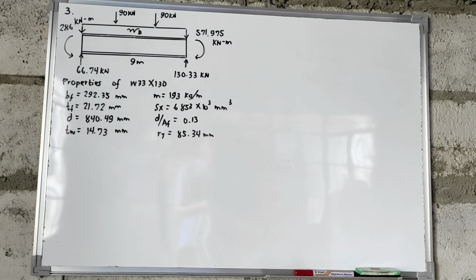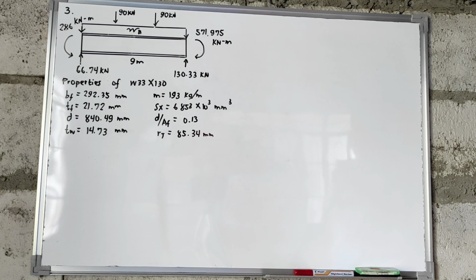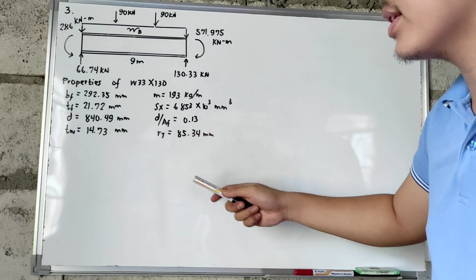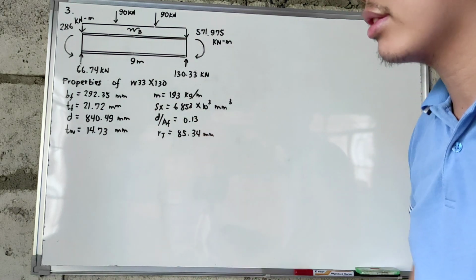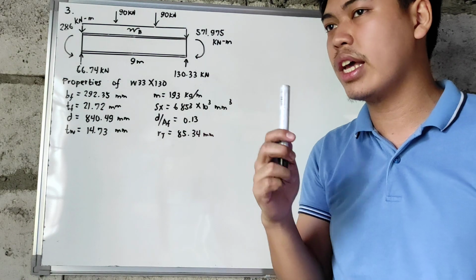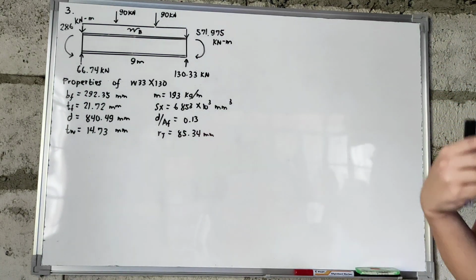So let's proceed to our sample problem number 3. Investigate the adequacy of W33 by 130 section for flexure to support the loads and moments as shown. So yung steel natin is A36, given yung properties ng W33 by 130. So meaning to say, since given yung section natin, it is an investigation problem.